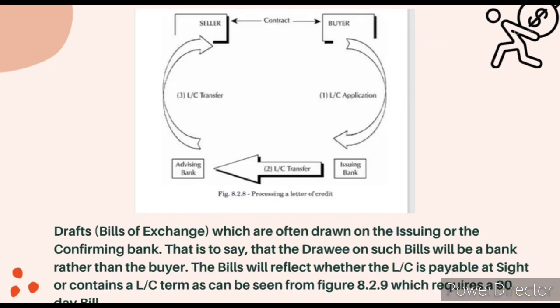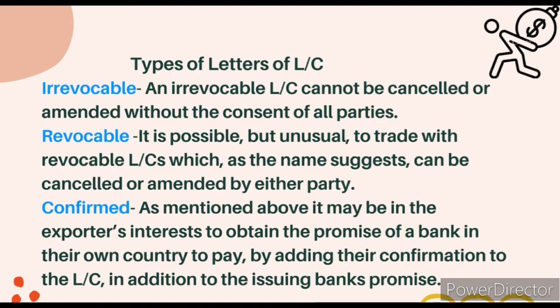The figure shows the processing of a letter of credit. Drafts, or bills of exchange, are often drawn on the issuing or the confirming bank. That is to say that the drawee on such bills will be a bank rather than the buyer. The bills reflect whether the letter of credit is payable at sight or contains a credit term, as can be seen from figure 8.2.9, which requires a 90-day bill.